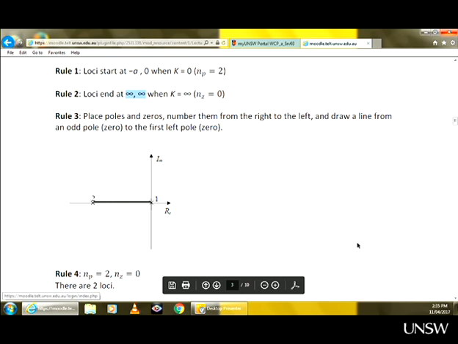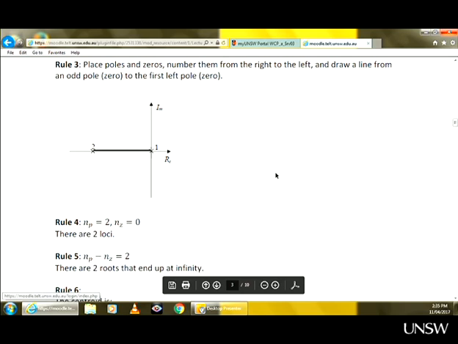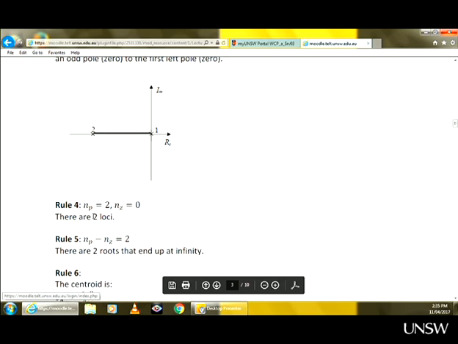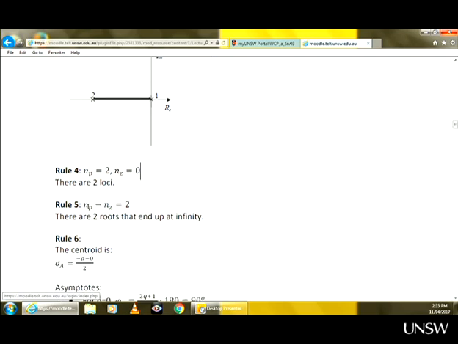Okay. Rule 4, how many loci? NP is 2, NZ is 0, so whichever is greater, 2, there will be 2 loci, 2 branches. Rule number 5, how many of them end up at infinity? The difference between NP and NZ is 2 minus 0 is 2. So 2 of them will end up at infinity.